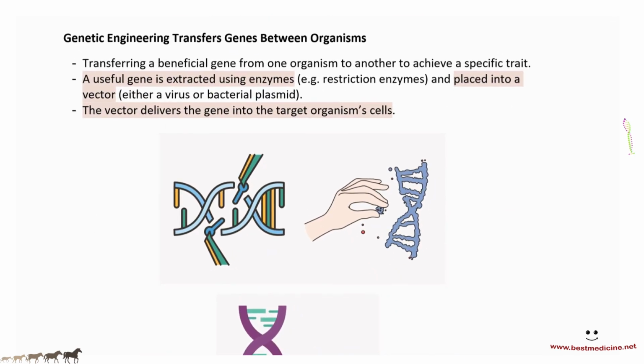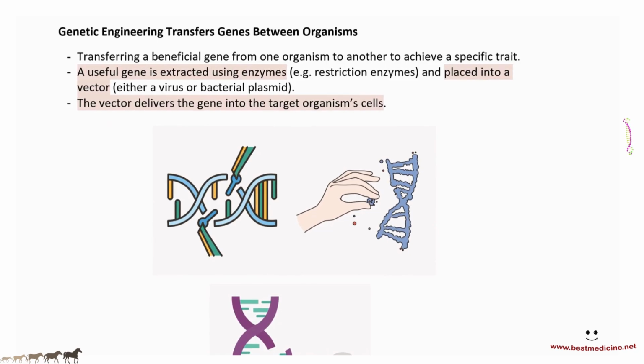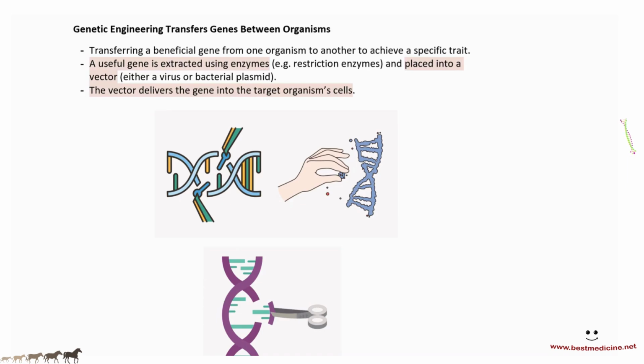Next up we have genetic engineering. Now, because we already talked about this in the previous video, I think, it is essentially obtaining desirable genes, like desirable enzymes or desirable proteins, and genes for those proteins, and then putting them in another genome. So just a review of this, basically genetic engineering transfers genes between organisms. You can have a beneficial gene from one organism to another to achieve a specific trait.